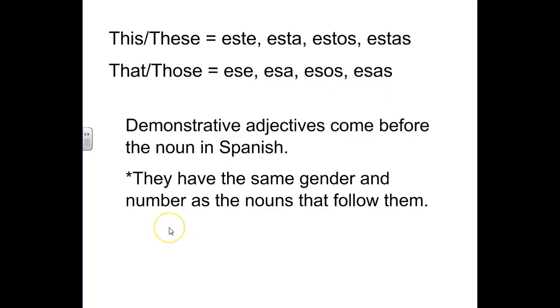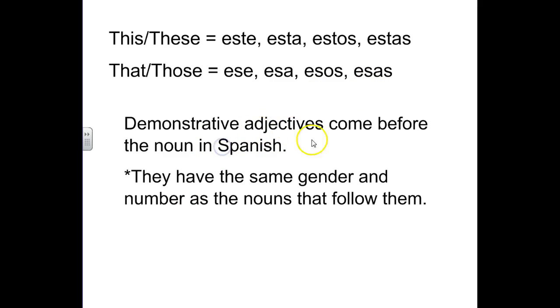The basic rules of demonstrative adjectives state that they come before the noun in Español, and just like our other adjectives, they have to have the same gender and the same number as the nouns that follow them. So they come before and they have to match the nouns that come after them. How about we do some examples, and we'll make a little chart here, and you should make the same chart. There's some that come in a singular form, and then we'll pluralize each one of those. We're going to use some vocabulary from our current chapter so that it actually makes sense.